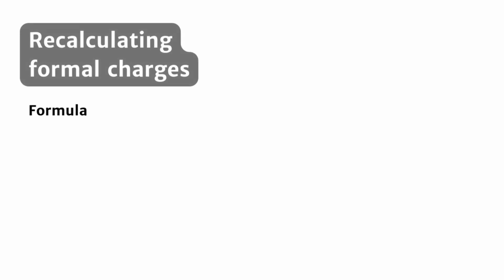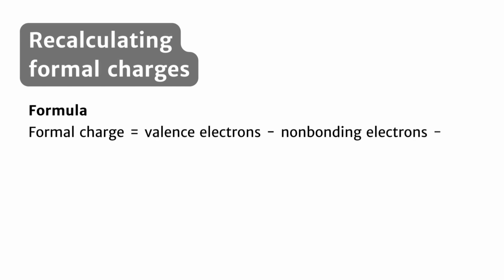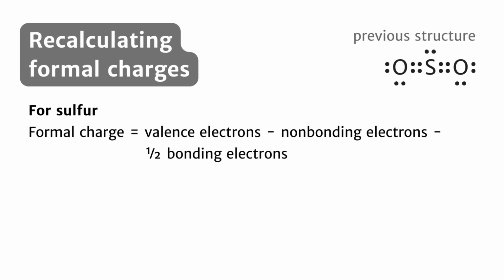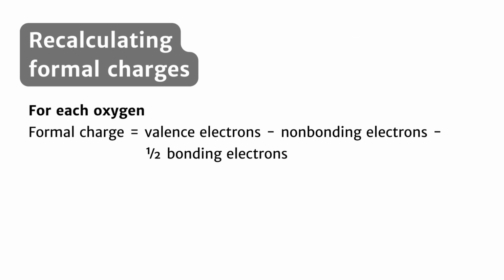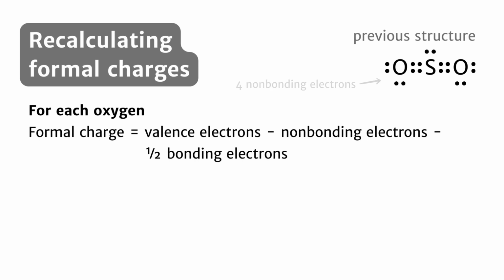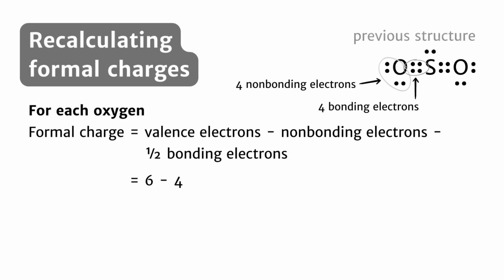We will use this same formula again. Formal charge equals valence electrons minus non-bonding electrons minus half times bonding electrons. For sulfur atom, valence electrons are 6, non-bonding electrons are 2, and bonding electrons are 8. So, the formal charge will be equal to 6 minus 2 minus half times 8, which equals to 0. For each oxygen atom, valence electrons are 6, non-bonding electrons are 4, and bonding electrons are also 4. So the formal charge will be equal to 6 minus 4 minus half times 4, which equals to 0.